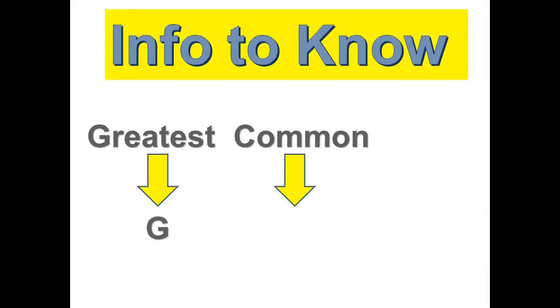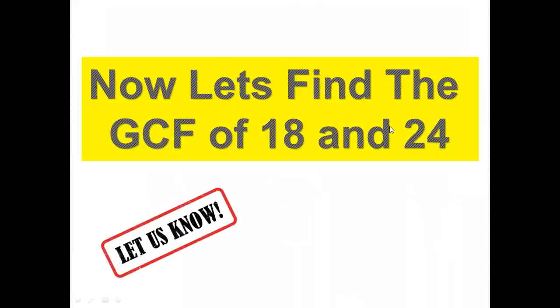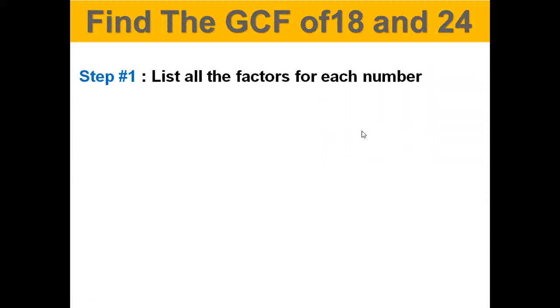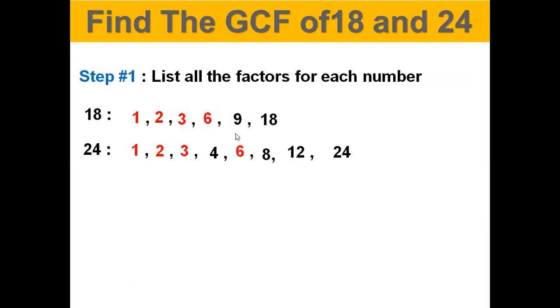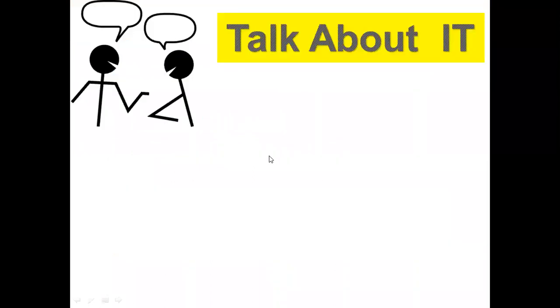Information to know: our lesson is not common factors. We are more concerned about the greatest common factor. This is our abbreviation: we're going to write GCF for greatest common factor. We know that the common factors of 18 and 24 are 1, 2, 3, 6. Which one is the greatest number? Which one is the greatest common factor? It is 6. So the greatest common factor here is 6.